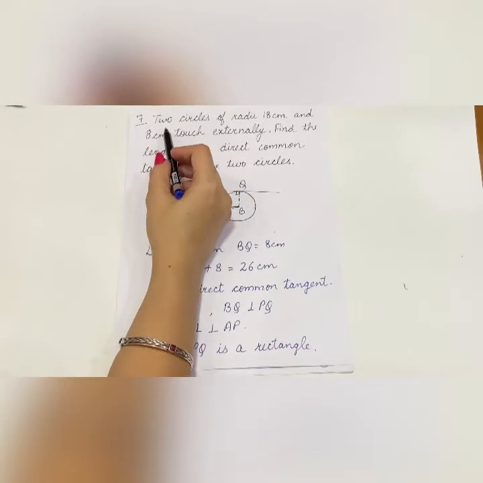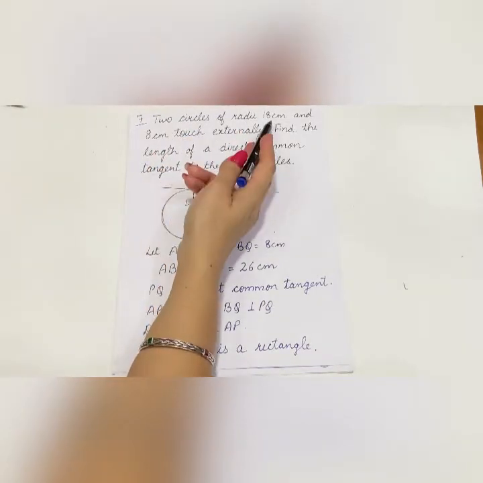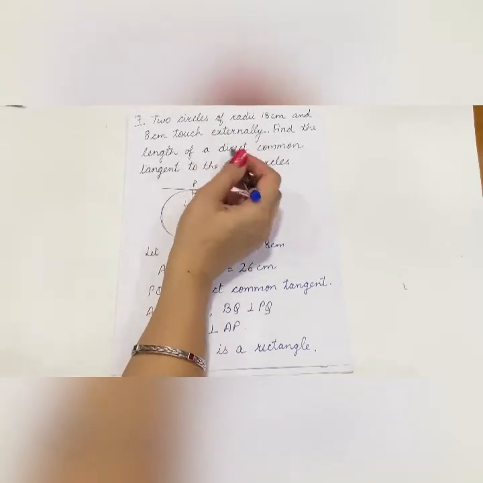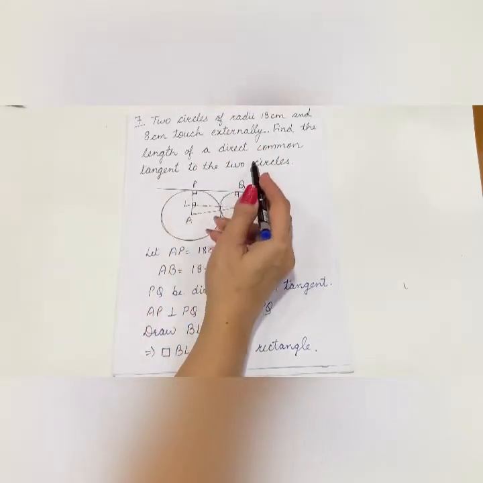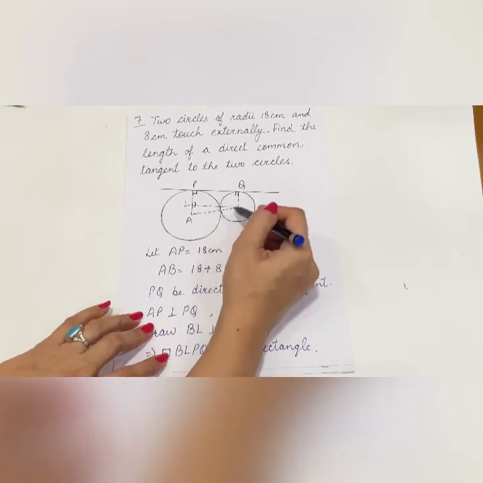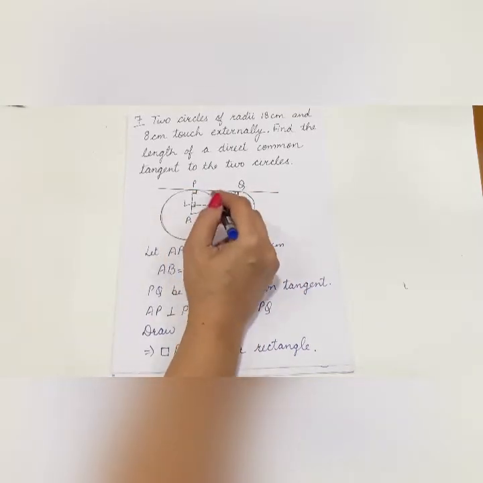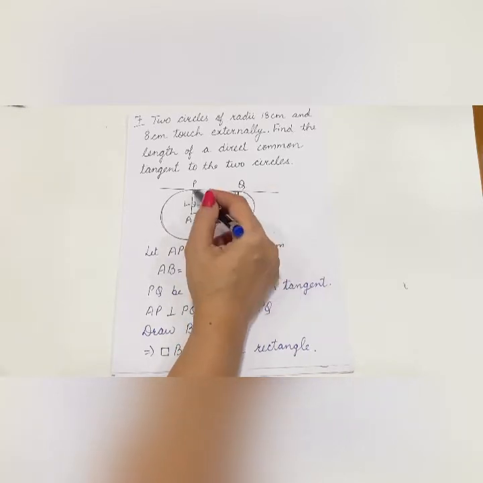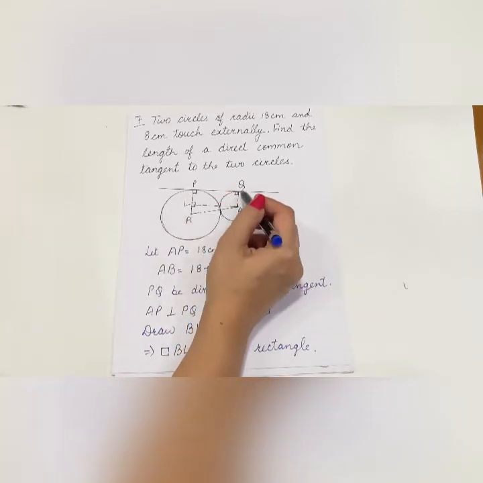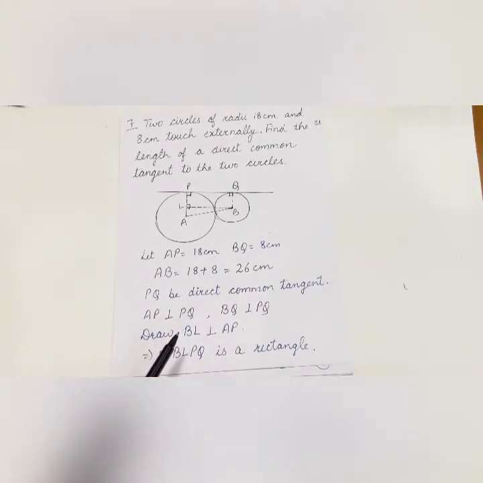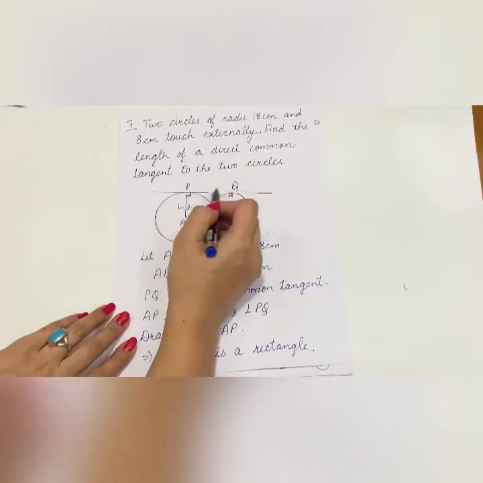Next, question number 7. Two circles of radii 18 centimeter and 8 centimeter touch externally. Find the length of a direct common tangent to the two circles. So one is this circle with center A and second is with center B. Now in this PQ is this direct common tangent we are having. AP is equal to 18 centimeter and BQ is equal to 8 centimeter we are having. Clear? We have to find the length of PQ.